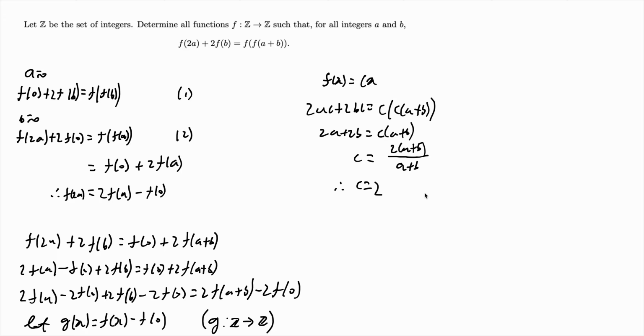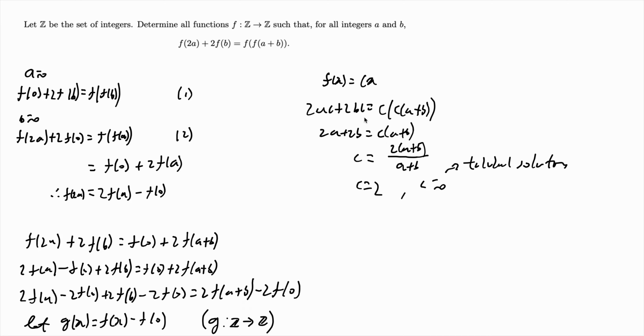But we also need to take c equals 0 into consideration, not because we can cancel this 2, but this is a trivial solution. So when f of x equals 0, 0 plus 0 equals 0. So that works.